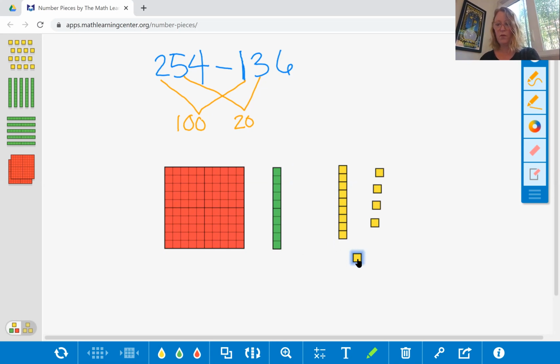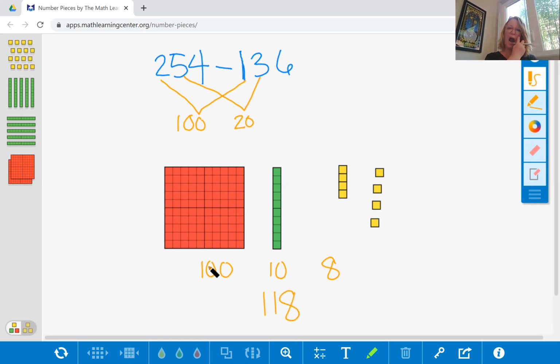And now I can take away 6. 1, 2, 3, 4, 5, 6. So what do I have left? I have 100, a 10, and how many ones? 1, 2, 3, 4, 5, 6, 7, 8, and 8 ones. So what is my answer? 118.